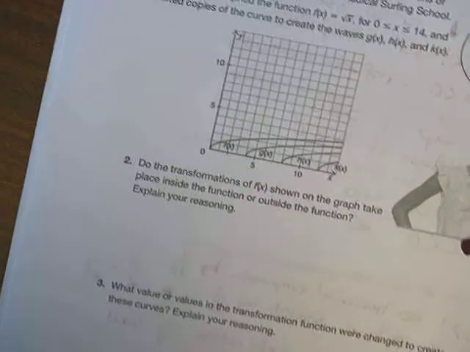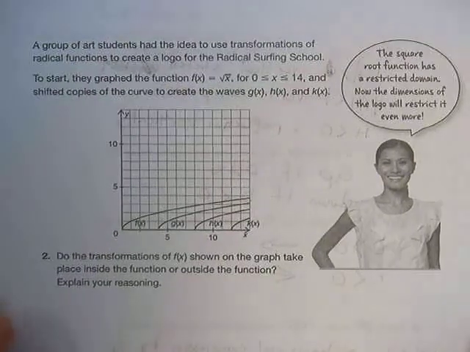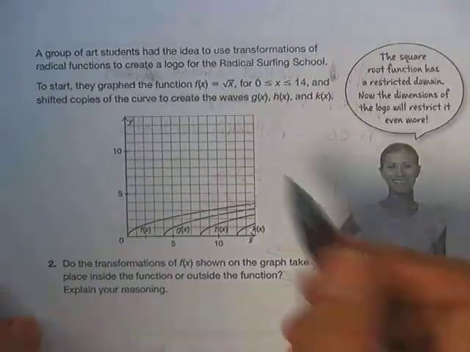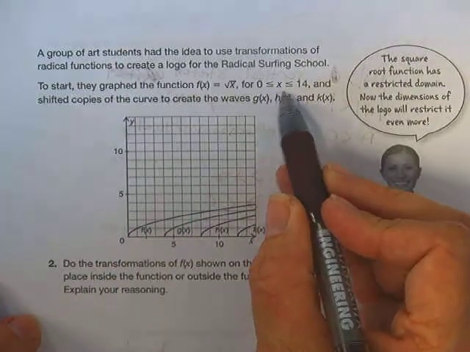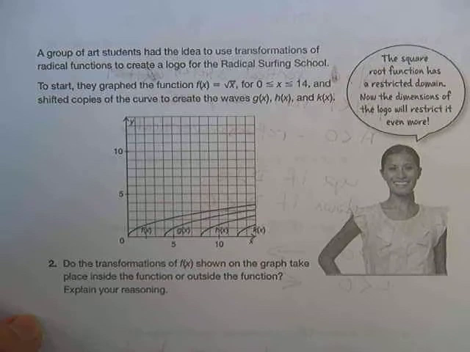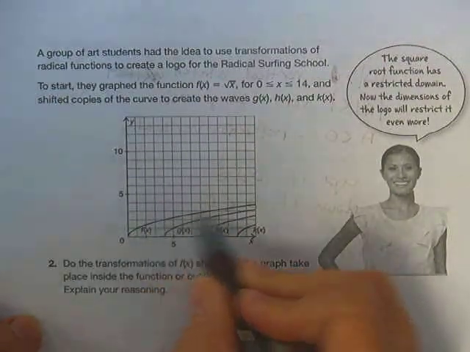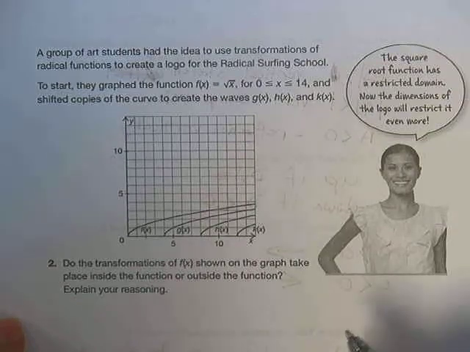Okay, let's flip this over. And sorry for the copies. I had some errors creating this, obviously. Okay, so we're going to start with our square root function, and the domain is limited to 0 to 14 to begin with. And we've moved this wave over to the right.